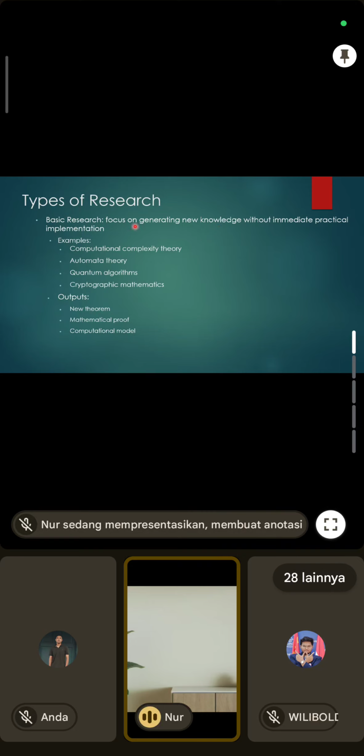Now, what are actually the examples of basic research? There are some on the slide show. What are they? Computational complexity theorem. So what we see is actually about the complexities of the computational. I think that we already learned this here in DSA, especially for this article.